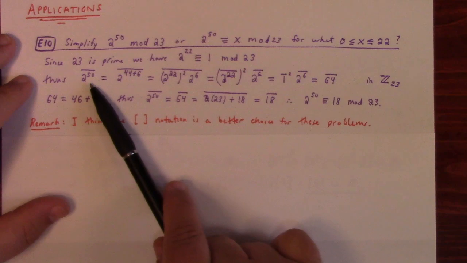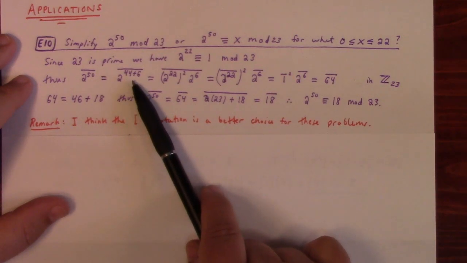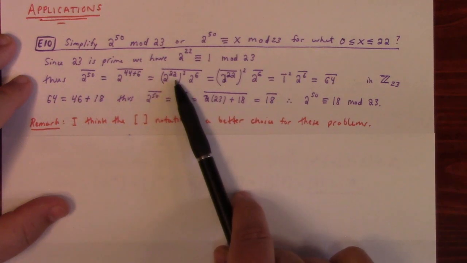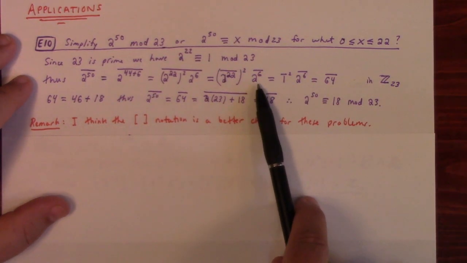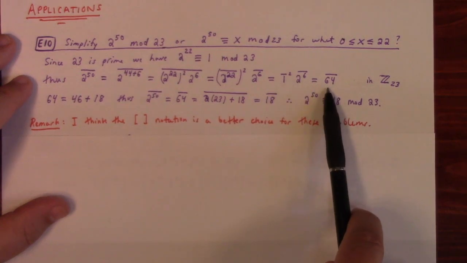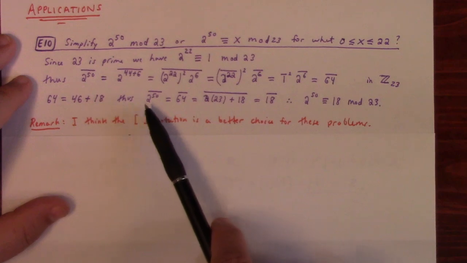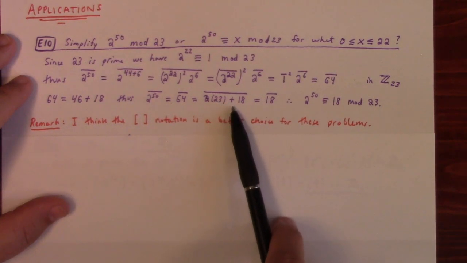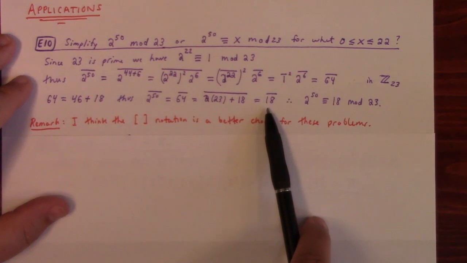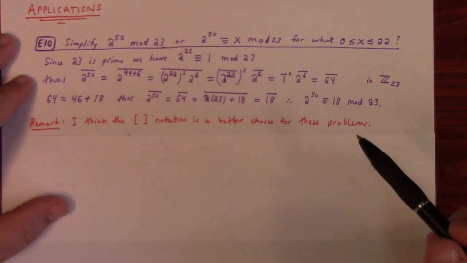So 2^50 is 2^(44+6), which is 2 times 22 plus 6. This piece just goes to 1, and we're left with 2^6, which is 64. But mod 23, that's 46 plus 18. The 46 piece goes away because we're working mod 23, and we're just left with 18. So 2^50 is congruent to 18 mod 23.